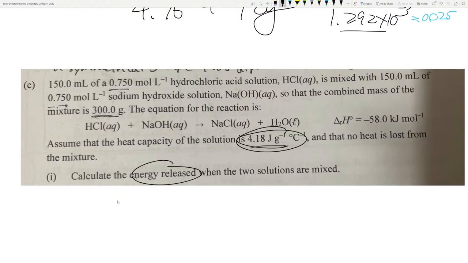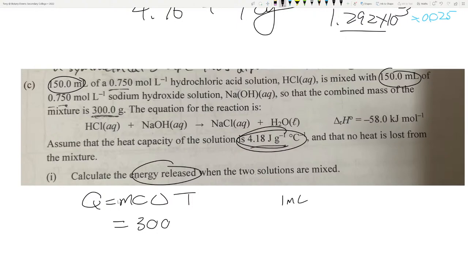So whenever you see this, it's Q equals mc delta T. So what is the mass? You got 150 mL mixed with 150 mL. So that means you have 300 grams. 1 mL is 1 gram. So it's 300 grams, and C is 4.18. But they even told you the mixture is 300 grams. Times change in temperature. What's the change in temperature?